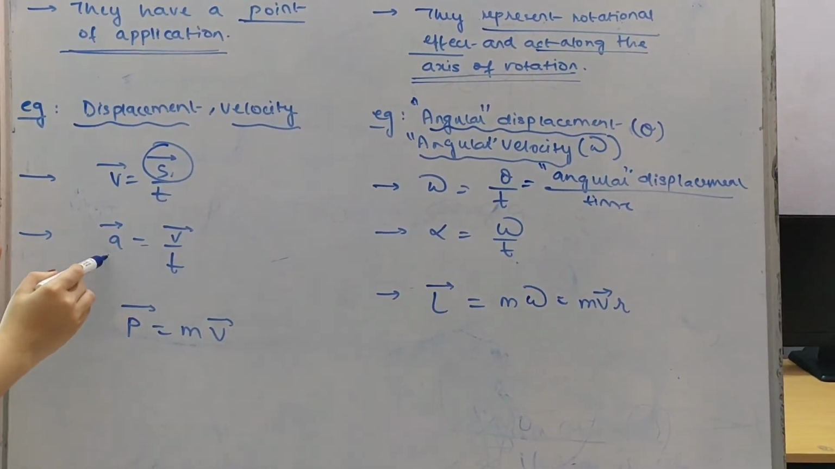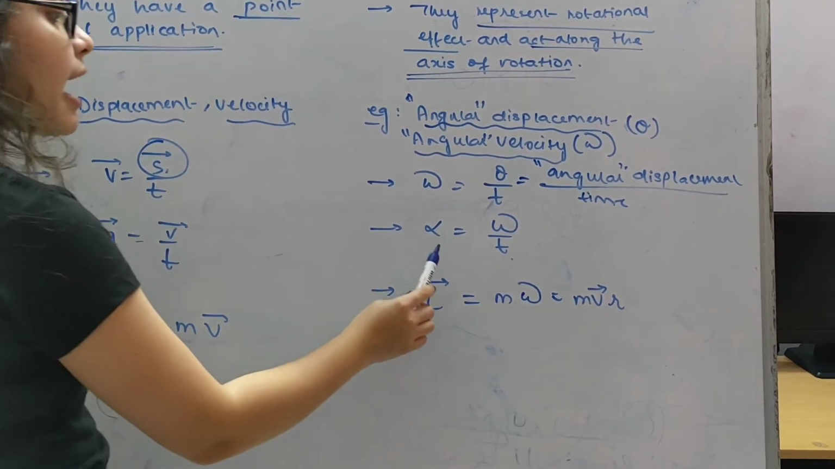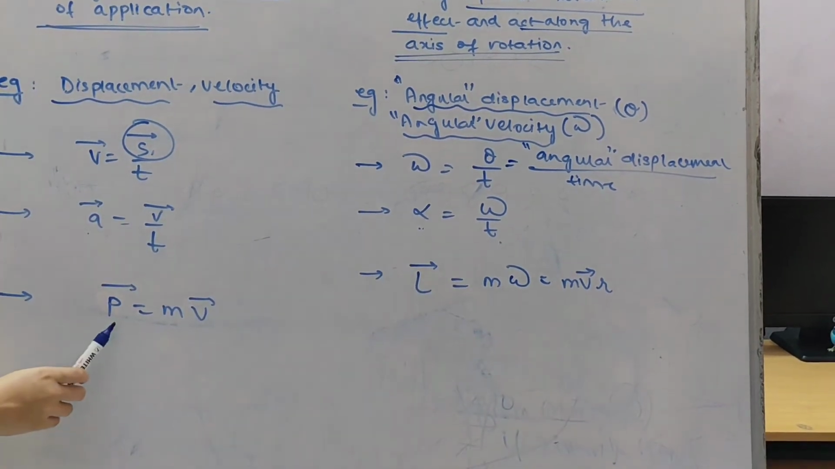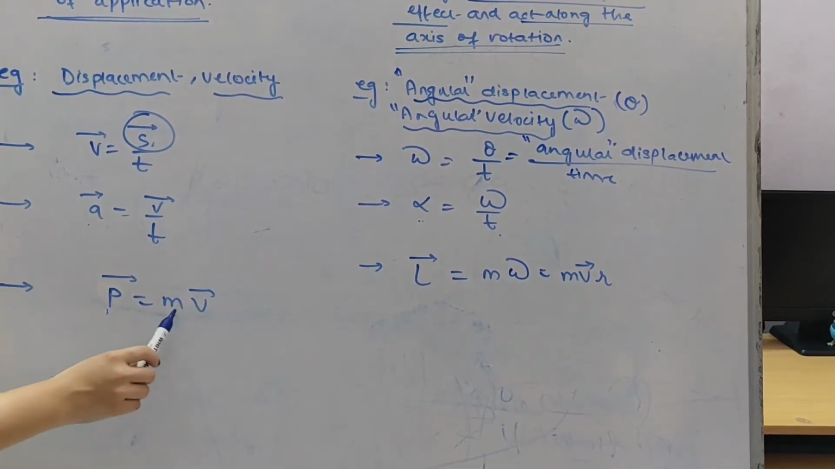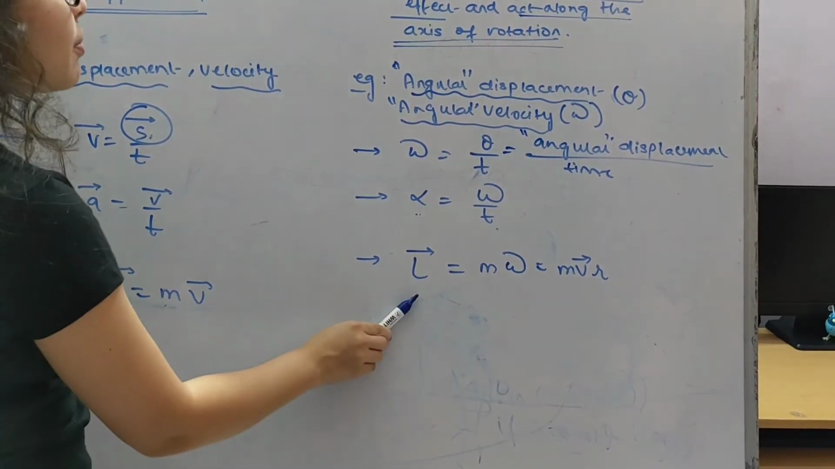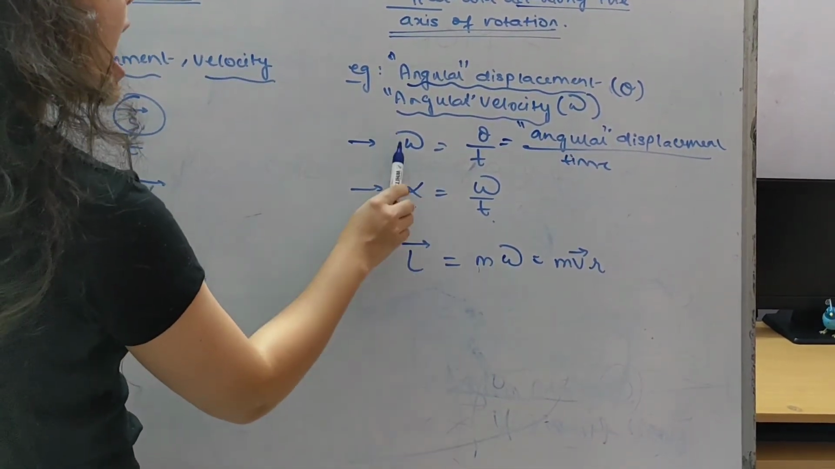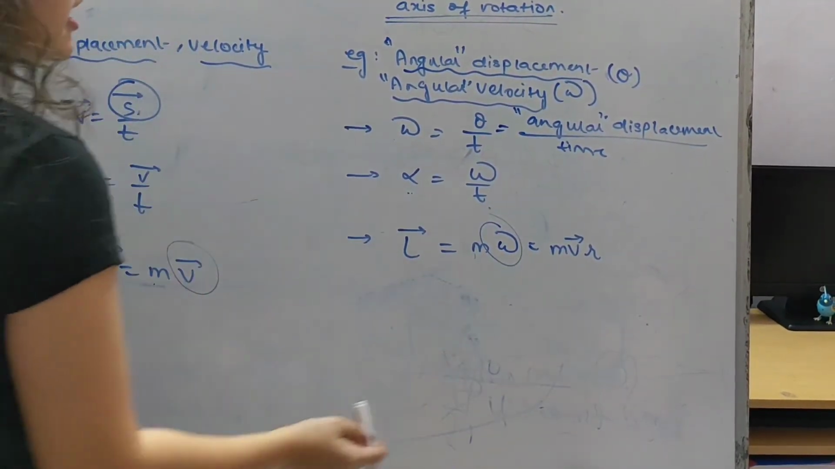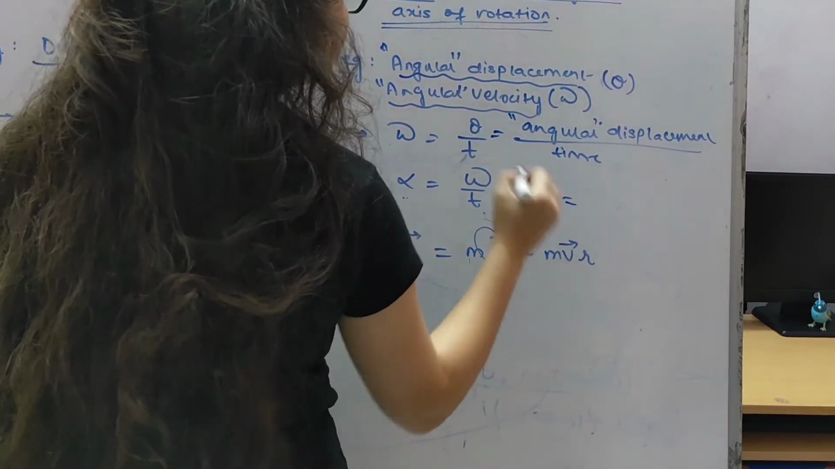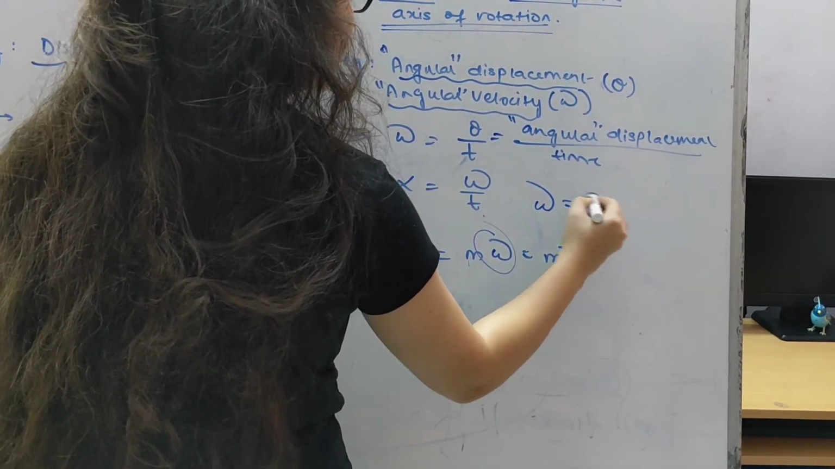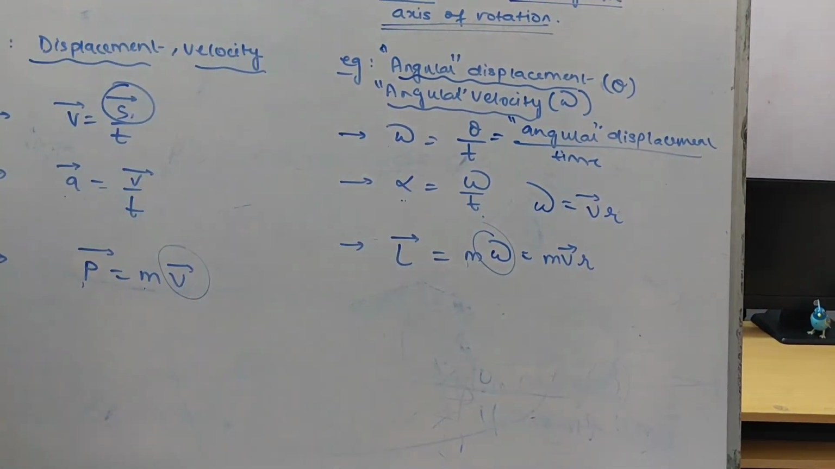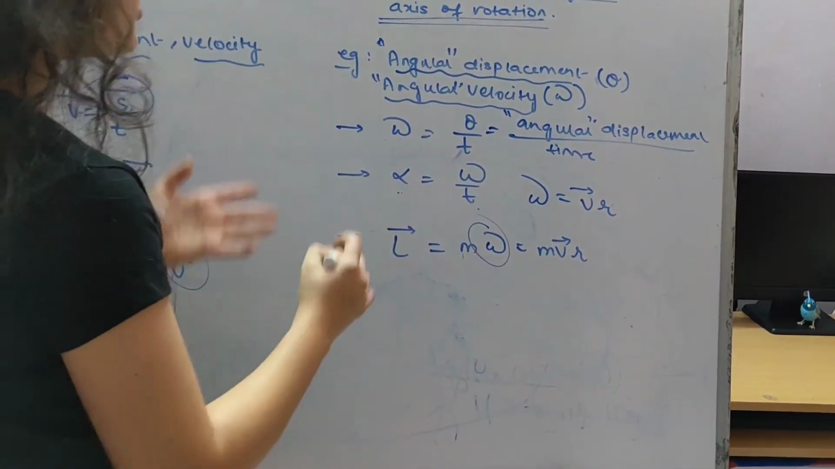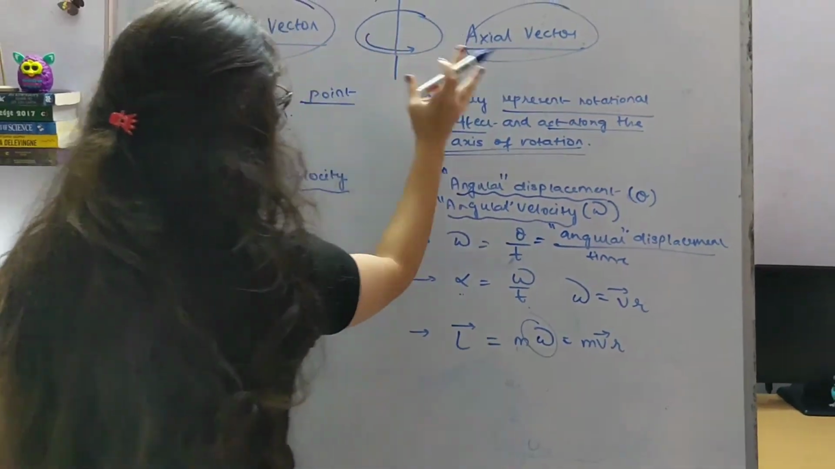Acceleration is velocity by time. Here angular acceleration is angular velocity by time. This is linear momentum, which is equal to mv. Here angular momentum is equal to m into angular velocity. This is normal velocity, this is angular velocity. Now in rotational dynamics you will learn that this value is equal to v r, where v is the velocity of the object and r is the position vector. But all this will be covered later. Just for now, remember that axial vectors represent rotational motion.